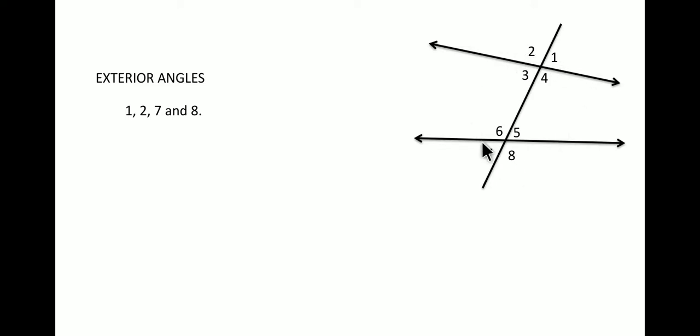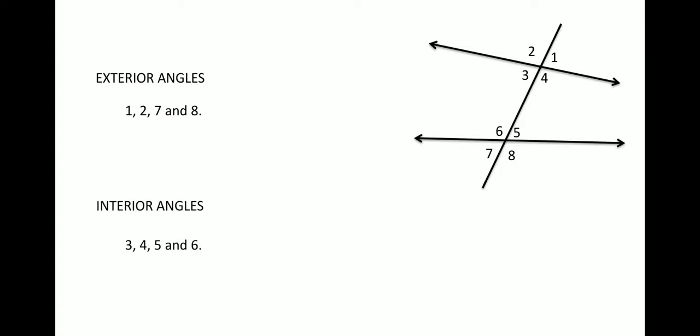So if these are the outside exterior ones, then these angles 3, 4, 5 and 6 are inside the two given lines. So these 3, 4, 5 and 6 will be called the interior angles.